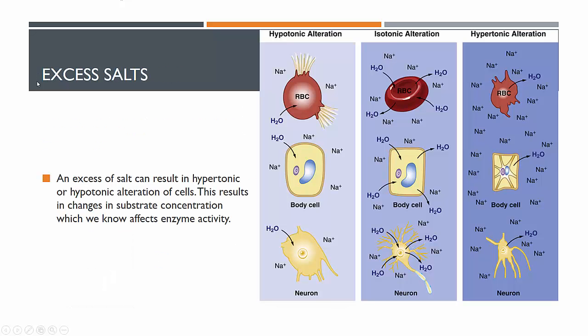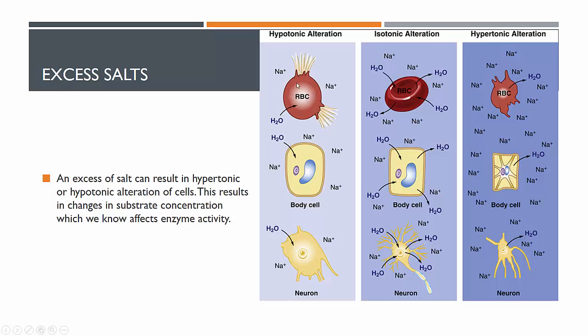Alright, so let's have a look at our excess salts. You might have seen a diagram like this from year 11. This is basically what happens if you have salt outside of a cell and salt inside of a cell, like excess salt. What happens to the water movement? Because we know that water wants to move to create an osmoregulated balance.